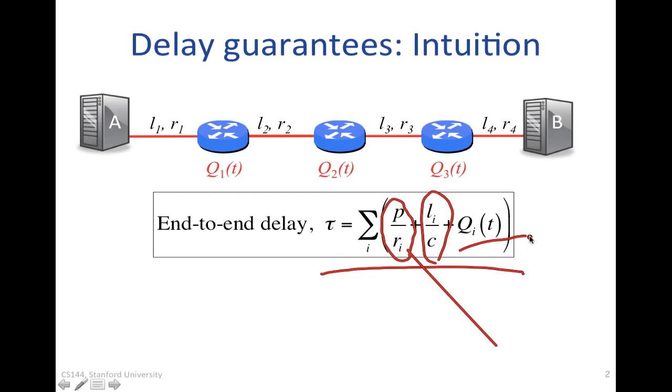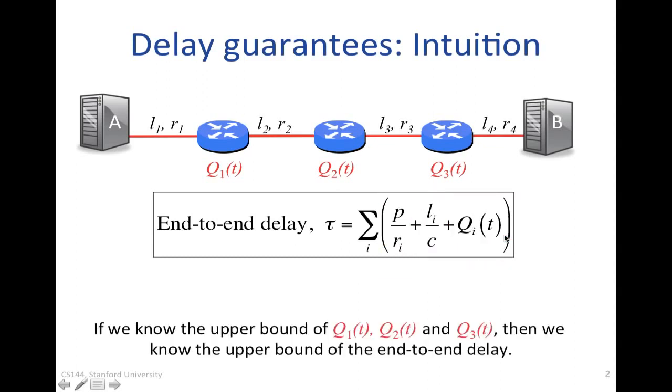So if we want to provide an end-to-end delay guarantee, then we're going to have to provide a delay for the queue through every router along the path. Okay, so the basic idea is if we know the upper bound on Q1, Q2, and Q3, then we know the upper bound of the end-to-end delay overall from this equation. So how do we do that?